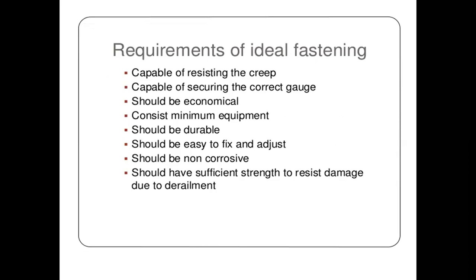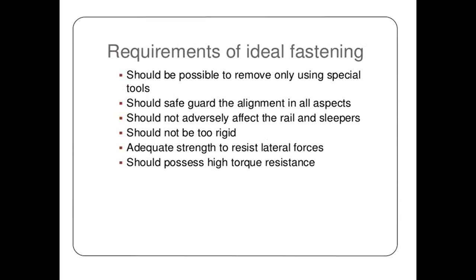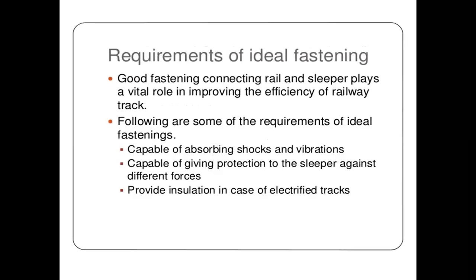They consist of minimum equipment and are also durable. They are easy to fix and adjust if any renewals happen, and they are easy to renew also. They are non-corrosive. The ideal fastening should be a non-corrosive member, easy to fix and adjust. It should have sufficient strength to resist damage due to derailment. These are the basic requirements of ideal fastenings.